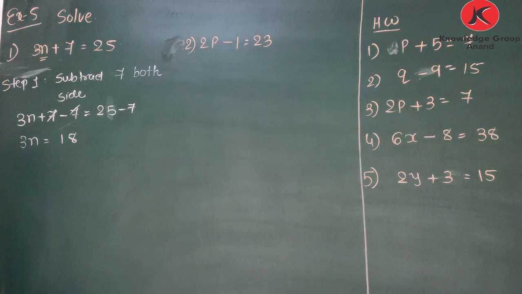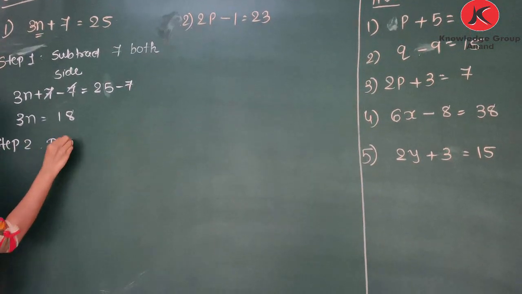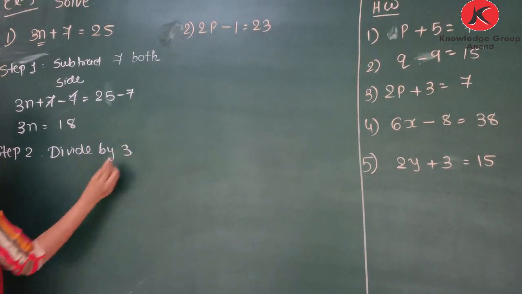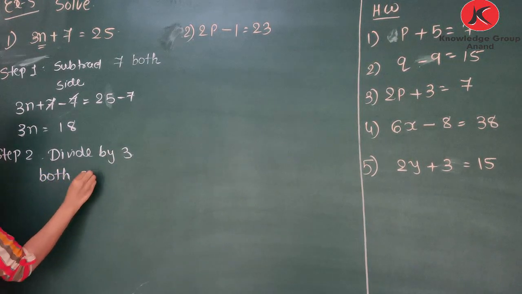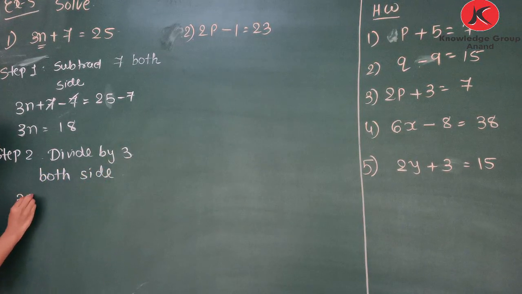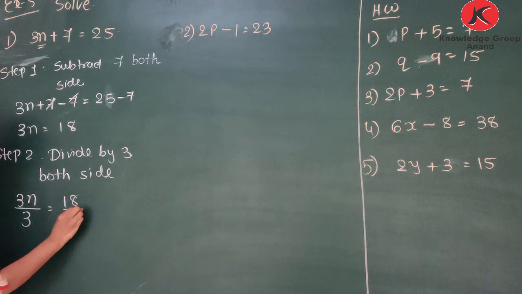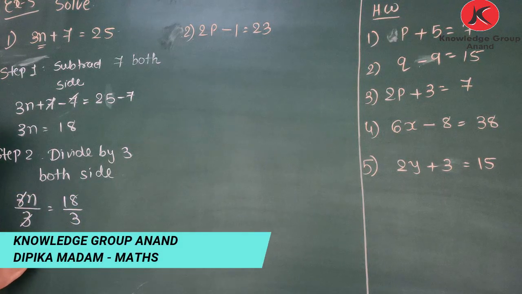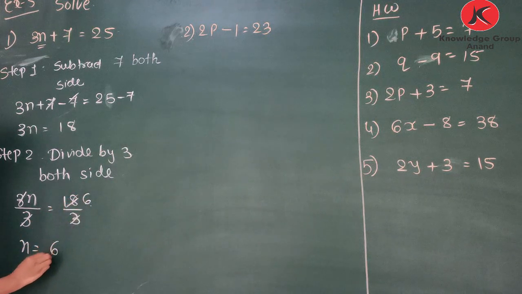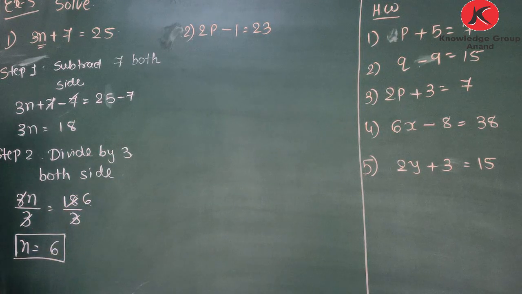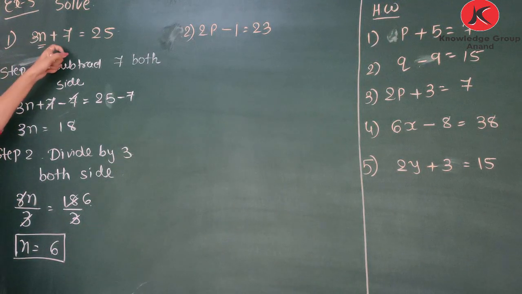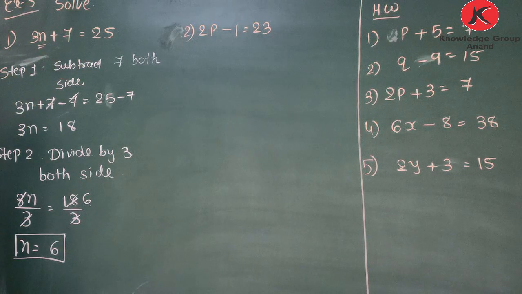Now 3 is in multiplication. To find n, we need to remove 3 here. So to remove 3, we need to divide by 3 both sides. So step 2, divide by 3 both sides. So 3n by 3 is equal to 18 by 3. 3 will be cancelled out. So n is equal to 6. If you want to check your answer, write the value of n in the equation: 6 threes are 18, plus 7 is 25. Means your answer is correct.